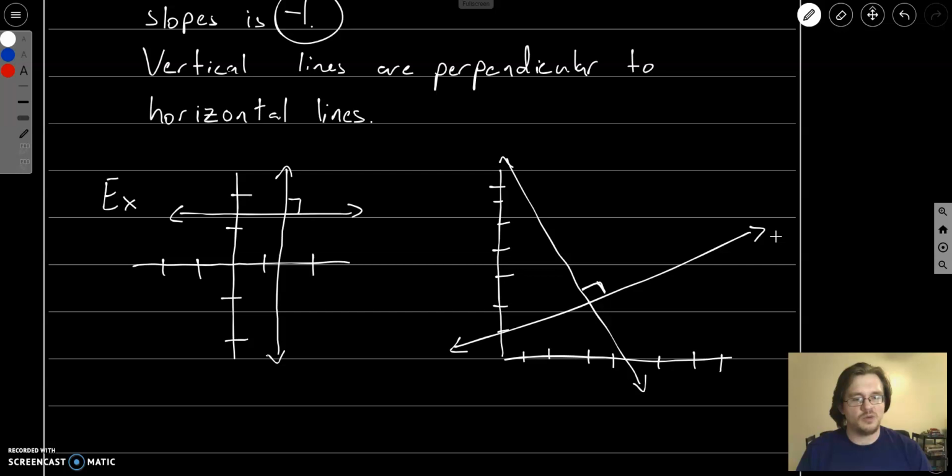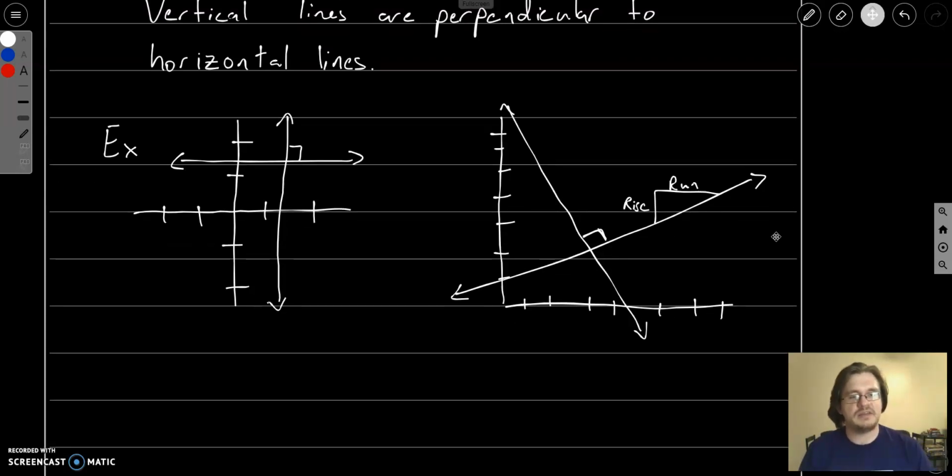If we look at the slope here, I can draw a little triangle where we have the rise, how far it goes up, divided by the run. And let me give these names. Let's call the rise C, and we'll call the run D. So for this line here, the slope is going to be the rise over the run, C over D.